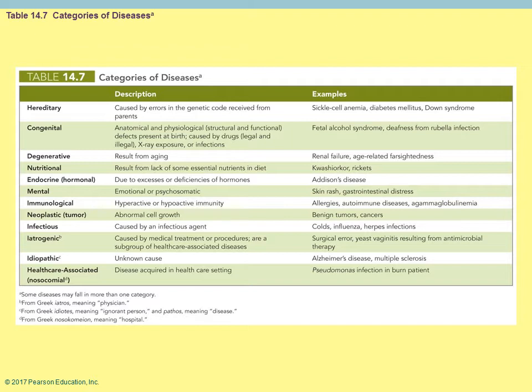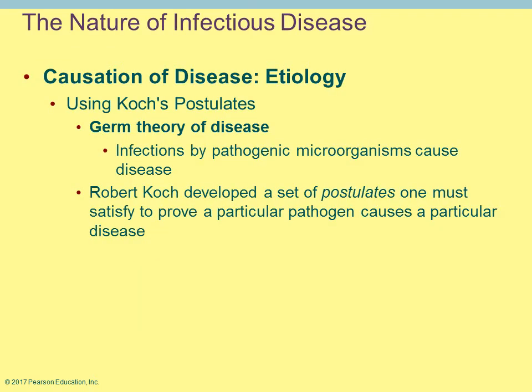The bottom one is healthcare associated, also known as nosocomial infections. These are acquired in a healthcare setting. This is when an individual, say, goes into the hospital with one type of problem, maybe they need to go in for surgery, maybe they're sick, and then they develop another infection that they acquired while they were in that healthcare setting.